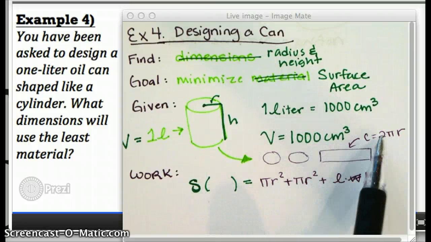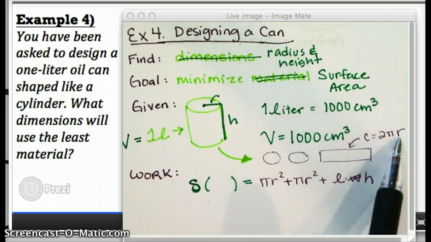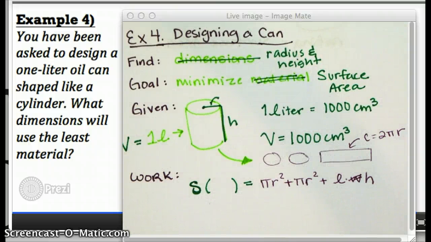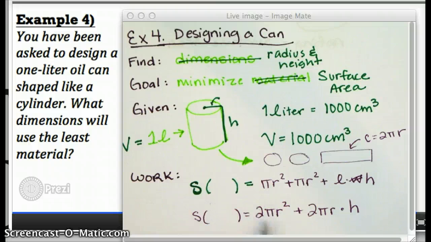I notice that this expression has an r in it, and I'm trying to get rid of some of my extra variables. When I make that substitution, I end up with this expression for the surface area of the can. Notice that I just combined these 2 terms into 1. Now, this still isn't quite good enough because I still have 2 different variables, r and h.